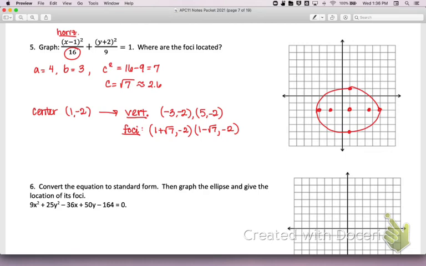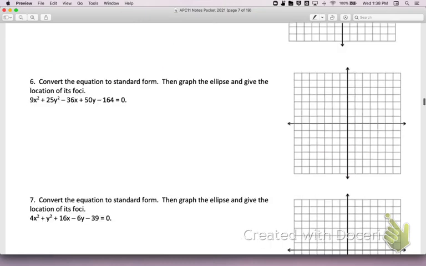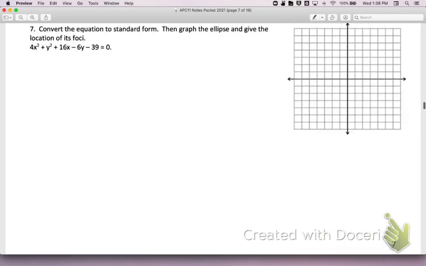Okay, here's what you get. Pause the video so that you can read through that and make sure that you are in line with that. And let's go ahead and move on to number 6. Okay, number 6 and 7, and this is the end.